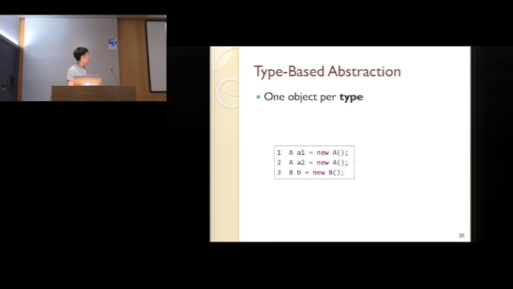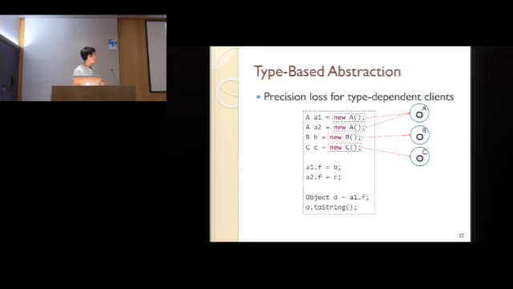Another typical heap abstraction is type-based abstraction, which creates one object for each type. So for this code, type-based abstraction only creates two objects, one object per type. And this abstraction is more efficient than allocation-site abstraction because it creates fewer objects. But it will cause precision loss for type-dependent clients. For this example, type-based abstraction creates three objects for these four allocation sites.